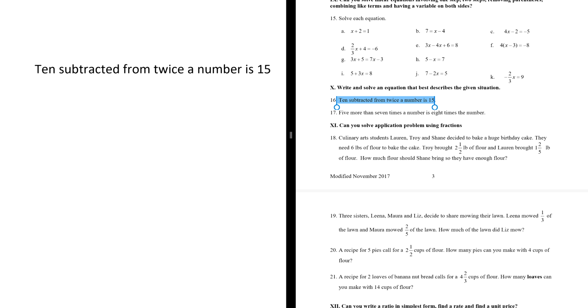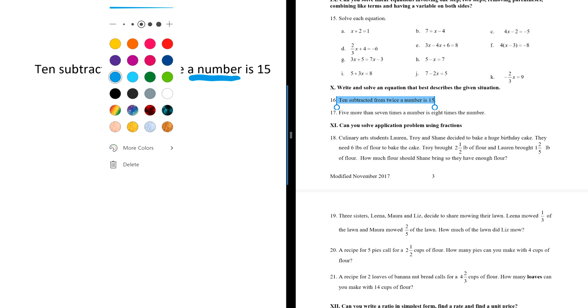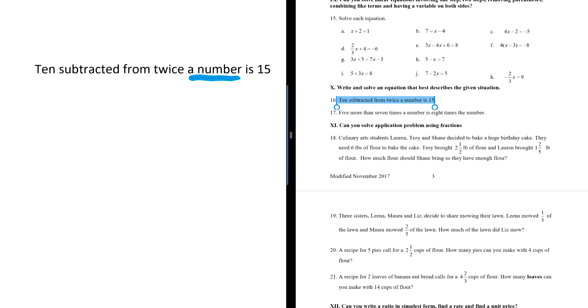All right, so we've got 10 subtracted from twice a number is 15. The strategy here is to start with the number, and we can work this inside out. Some of these concepts we've already gone over in our previous classes, where we know that "is" means equal sign, and then we'll convert these words into an equation. So I always start with a number, that's my variable x, or any letter you want, is 15. So far we know that.